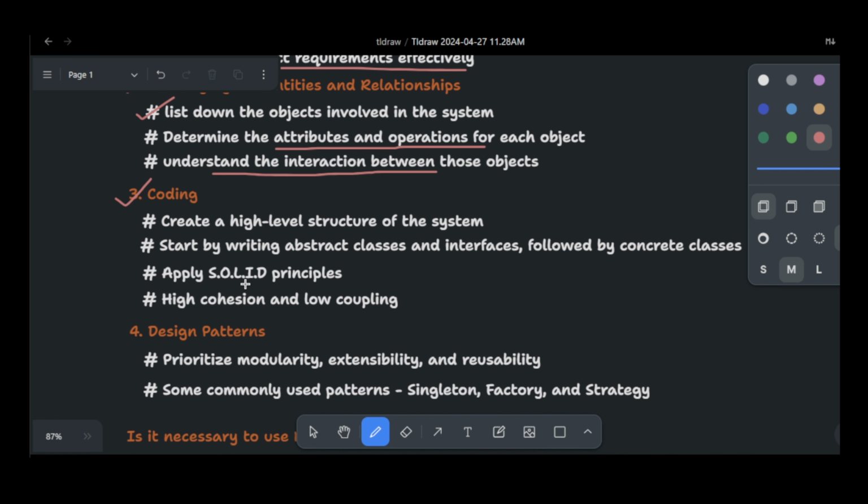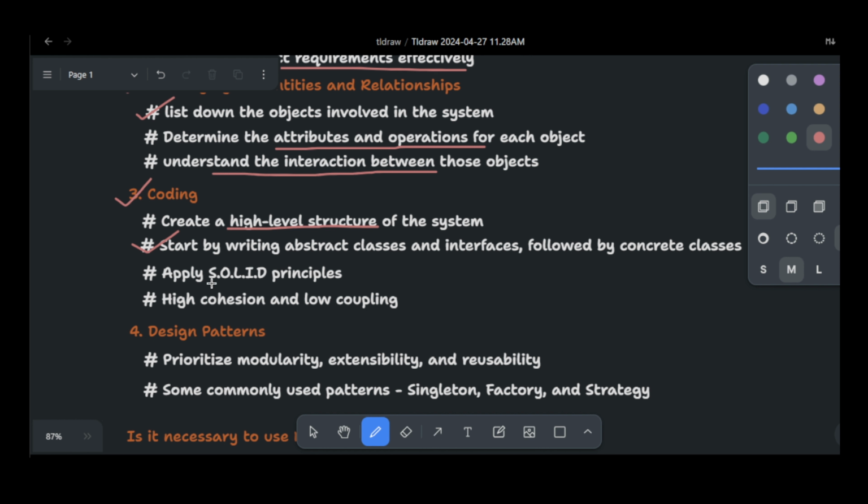In interviews, you will need to code the classes and relationships you identify using a programming language of your choice. The interviewer expects you to create a high-level structure of the system. Start by writing abstract classes and interfaces followed by concrete classes. This approach helps to maintain a clean and organized code base.